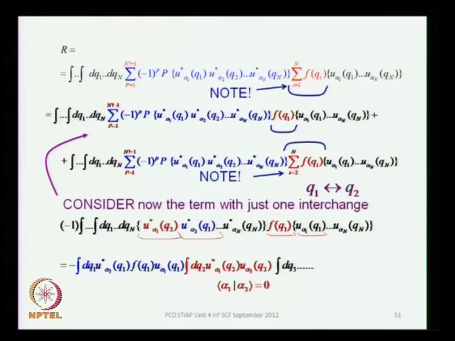So, f of q1 won't act on others because they just commute. Sorry, that f of q1 will operate only on those functions whose argument is q1. F of q1, you know precisely what it is. It is a kinetic energy operator for electron 1.